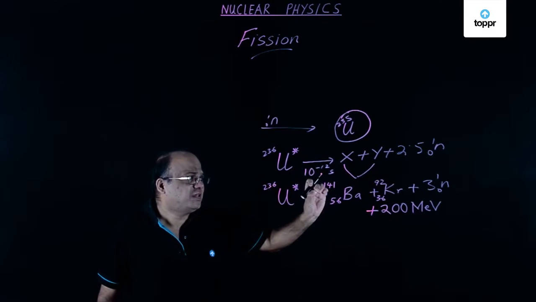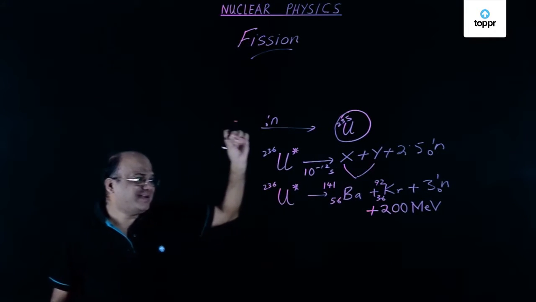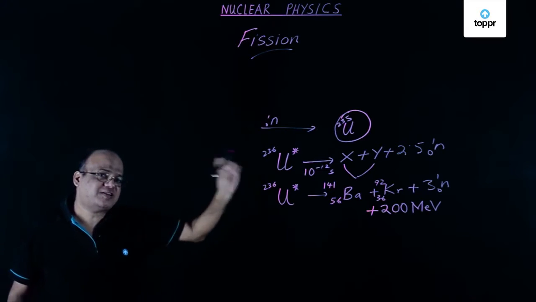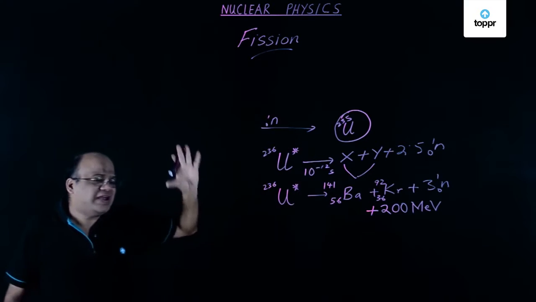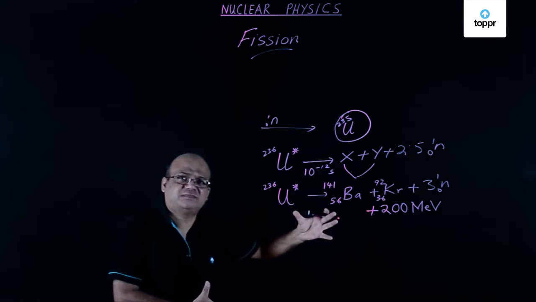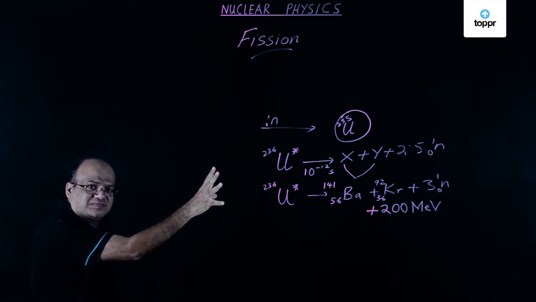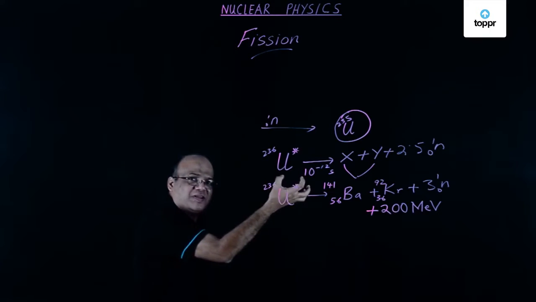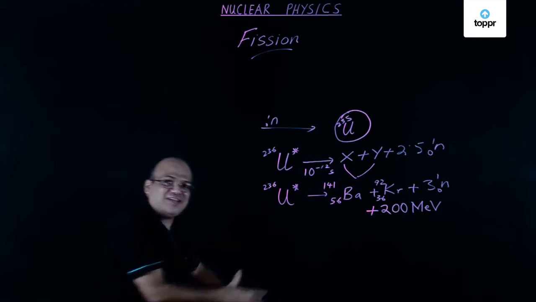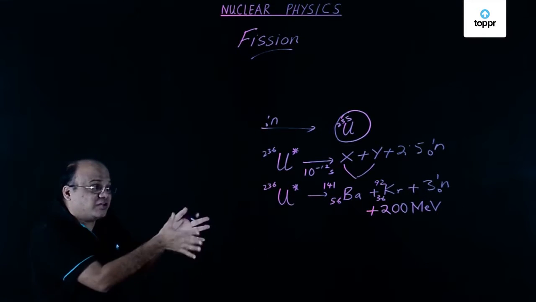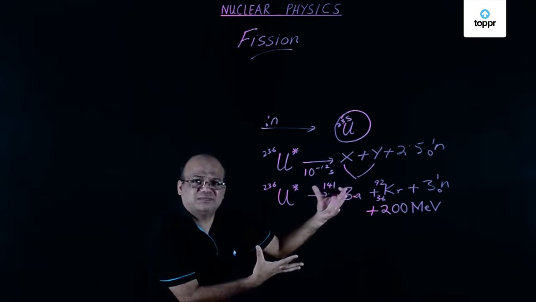Now, because neutrons are produced in this reaction and a neutron is required to start the reaction, we can have a chain reaction. You understand that? One neutron will start this reaction, and from the reaction you will get an average of 2.5 neutrons, sometimes 2 neutrons, sometimes 3 neutrons. So that can cause 2 to 3 more reactions. This way we can have chain reaction.